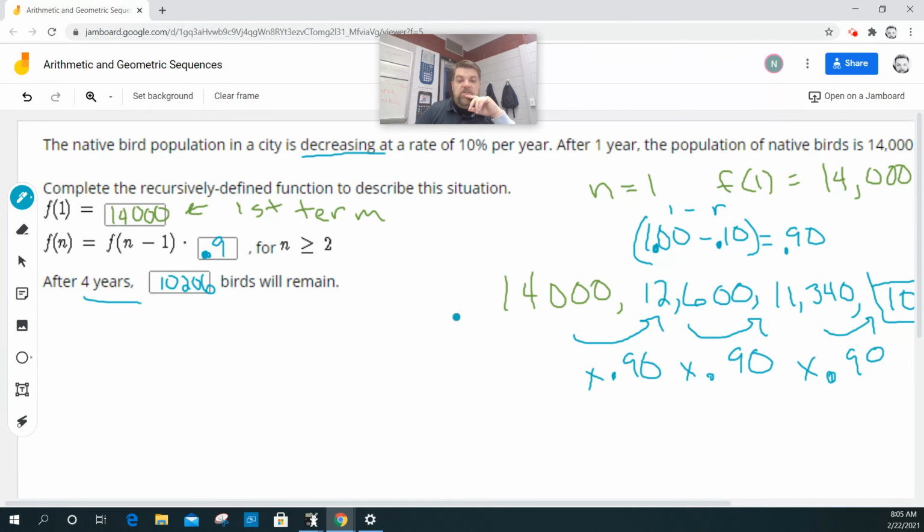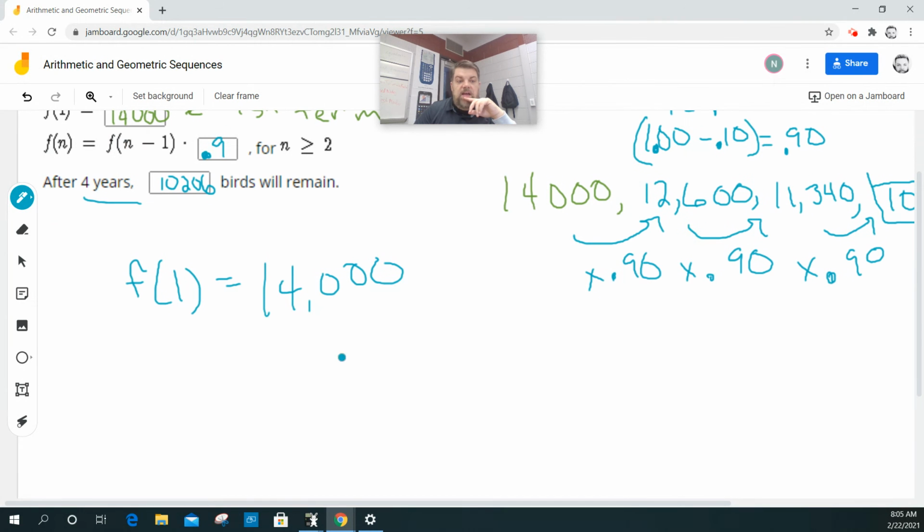So remember, in the recursive notation, you're taking the previous number, right? So in other words, f of 1 is just equal to 14,000. But f of 2 is equal to f of 1, which is the previous term, right? Because this is the n minus 1. So f of 2, what's 2 minus 1? Well, let me just write it out so you can see it. So we say n minus 1, which would be 2 minus 1. All right?